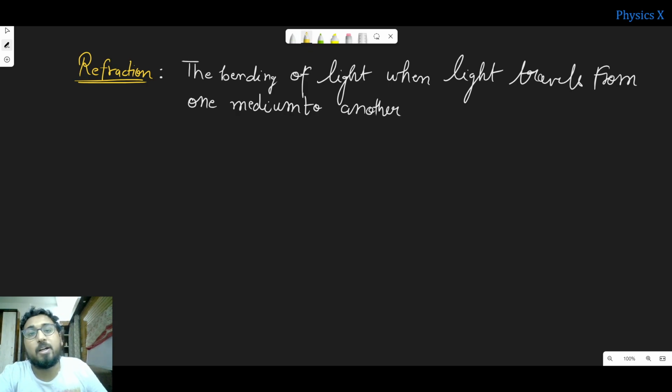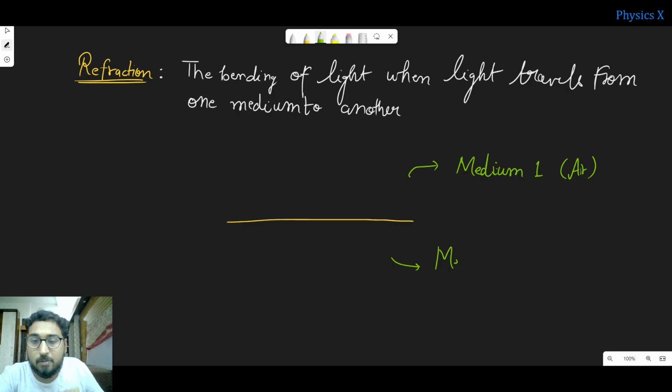We can understand by drawing some boundary. Suppose this is a boundary which separates two mediums. Above this line there is medium 1. Medium 1 can be, let us say, air. And this is your medium 2. It can be any material, let us say glass or any other material.